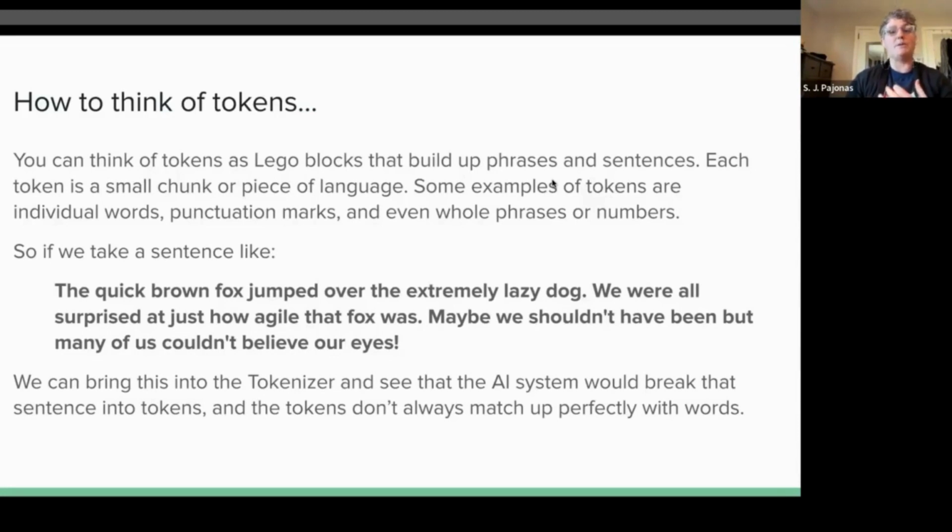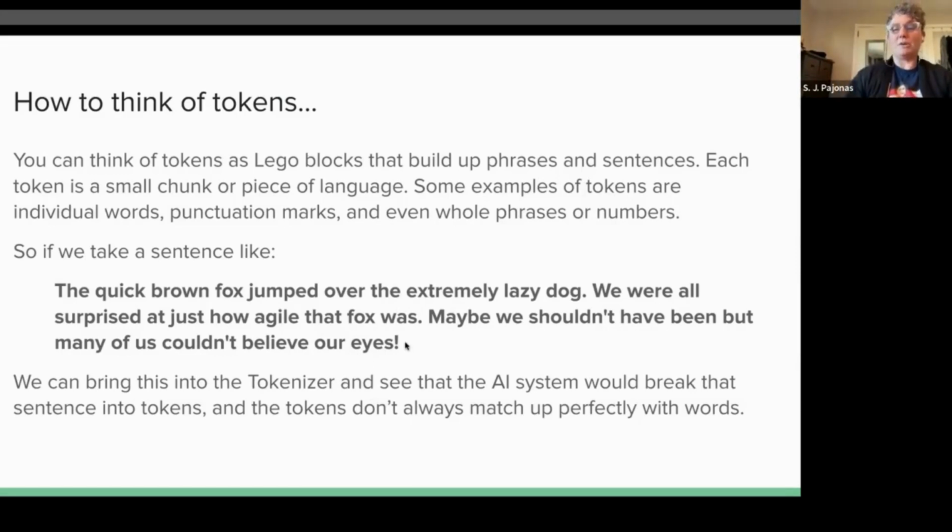Some examples of tokens are individual words, punctuation marks, and even whole phrases or numbers. So don't forget that punctuation marks are also tokens as well. Everything that is on the page is represented by a token. So if we take a sentence, a paragraph, it's like: the quick brown fox jumped over the extremely lazy dog. We were all surprised at just how agile the fox was. Maybe we shouldn't have been, but many of us couldn't believe our eyes.